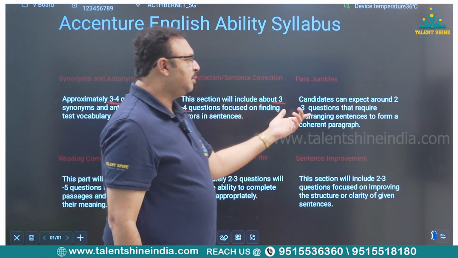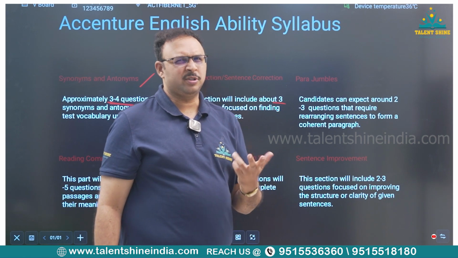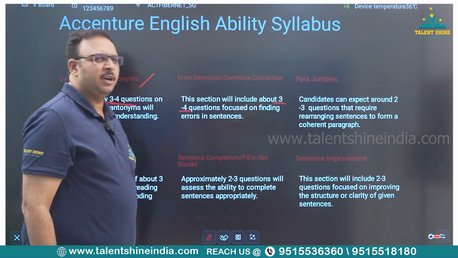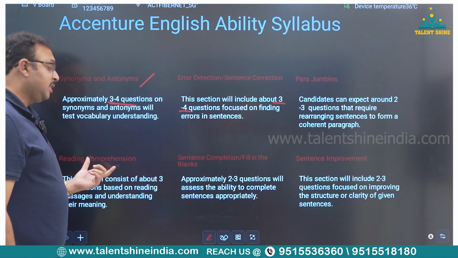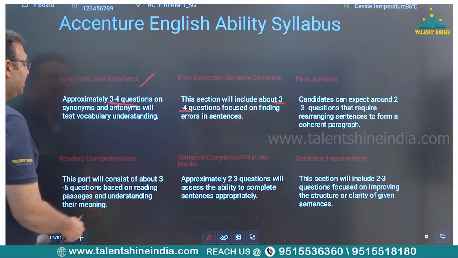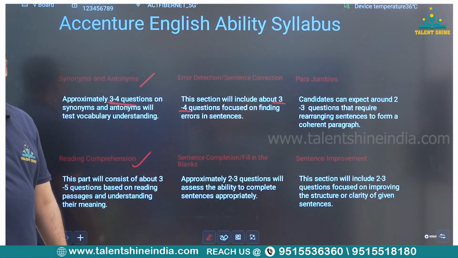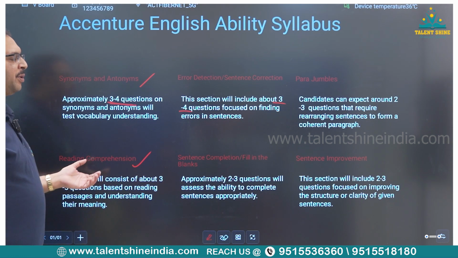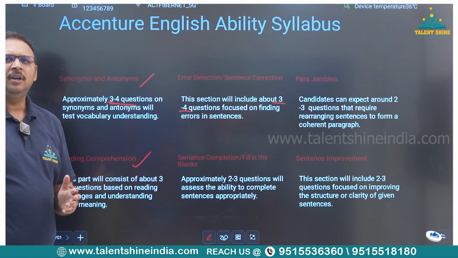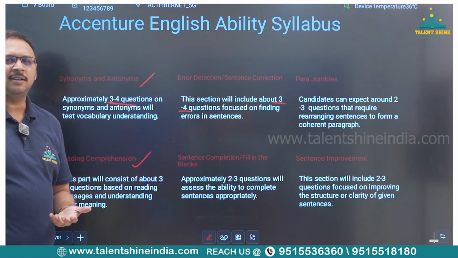So next, parajumbles. 1 or 2 questions we can expect, not 2 to 3. 1 or 2 they are given. So next, reading comprehension. Without this, there is no English section in any paper. So reading comprehension is very important. It checks your reading skills and understanding skills.